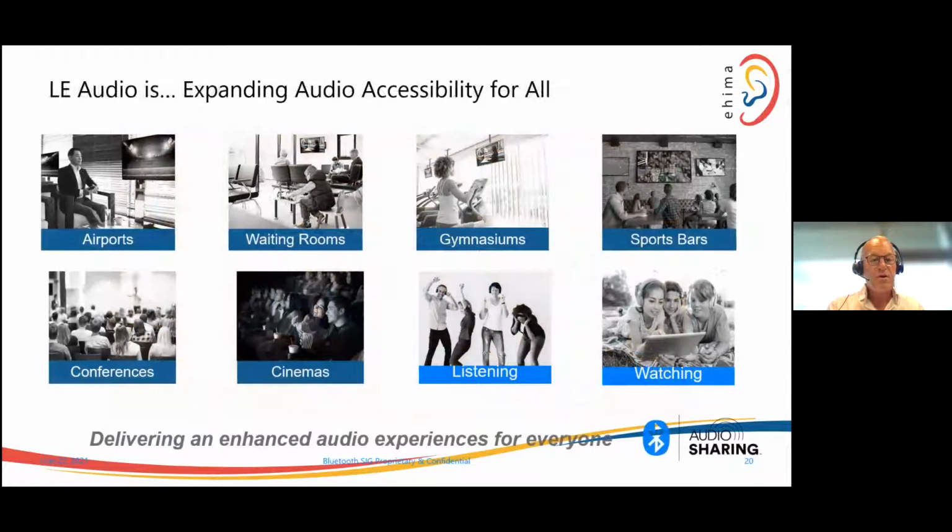One example, airports, we all know the silent TVs. Why do you have to read the little ticker line below? Your headset or your earbuds or whatever should be able to connect to the TV and you can hear the sound. Same goes for waiting rooms, gymnasiums, sports bars where you have typically 4 different programs running at the same time, but of course silent because otherwise they will interfere. You can hook on to the one you want by taking out your smartphone, watching what channel I would like to see or listen to.